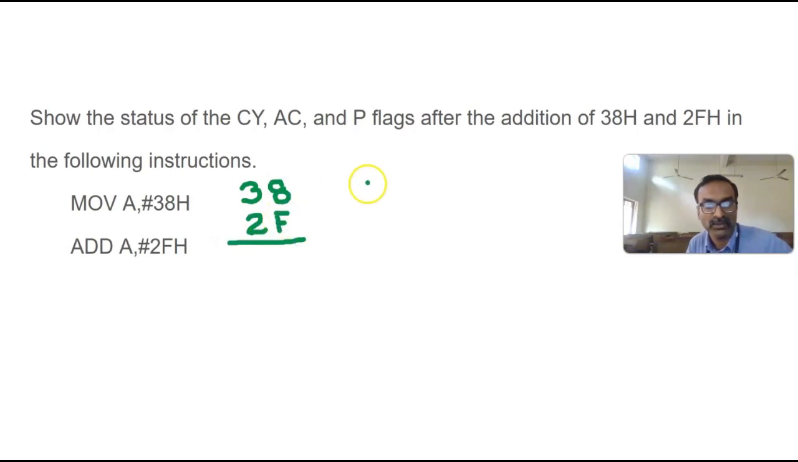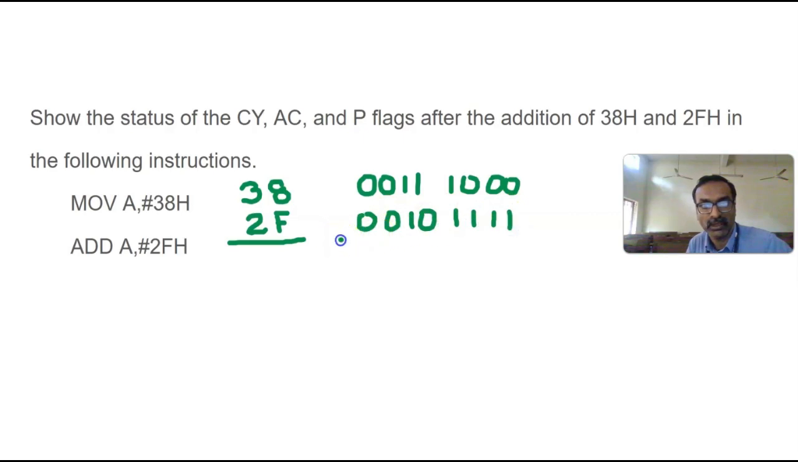Okay. So 3 is 0011, 8 is 1000, 2 is 0010, F is 1111. You have to add these two numbers. 0 plus 1 is 1, 0 plus 1 is 1, 0 plus 1 is 1, 1 plus 1 is 0, and you have a carry.